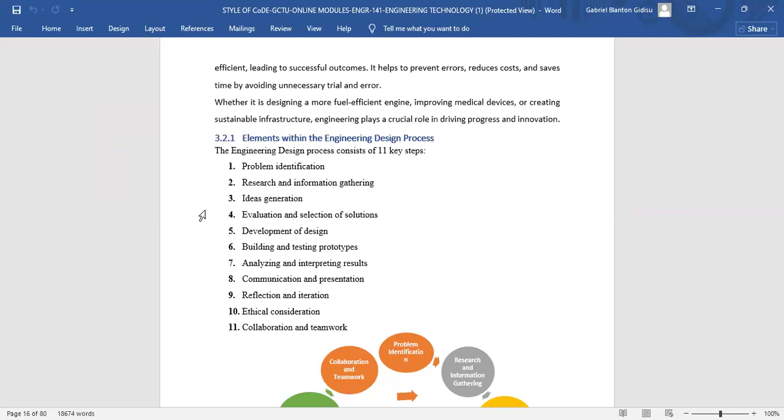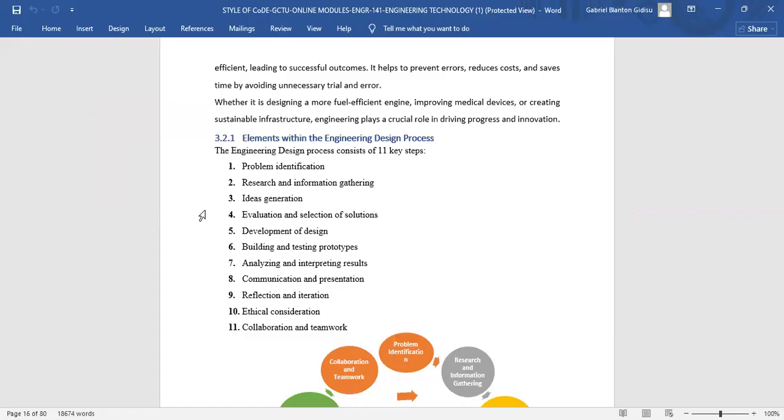So communication and presentation. You have to discuss it and present it to people who can assist you. Then reflection and iteration. So you have to go over all over again. You have to go over and over again to check the viability of what you are doing. And also check, are there no errors here? Can I do it this way? You have to keep on doing that. It's like a loop.